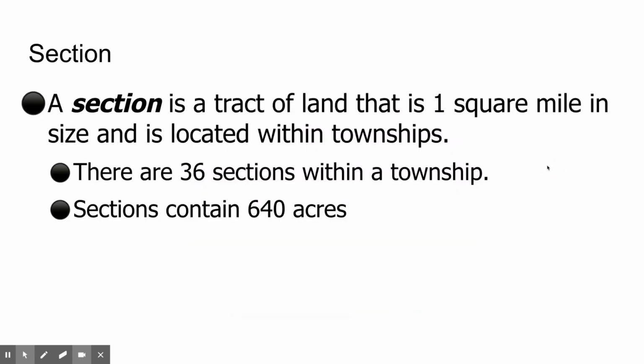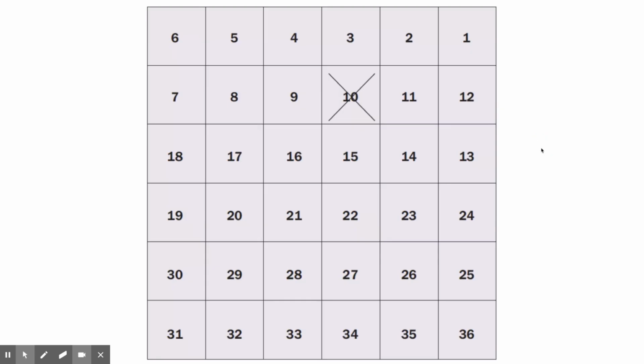Okay, so inside that township, because the township, like we said, is 6 miles square, or 36 square miles, it's a pretty big amount of space. So we break that up into square mile tracts, and we make those 1 square mile areas sections. Within a township, there are 36 sections, and each section contains 640 acres. So that section is 1 square mile.